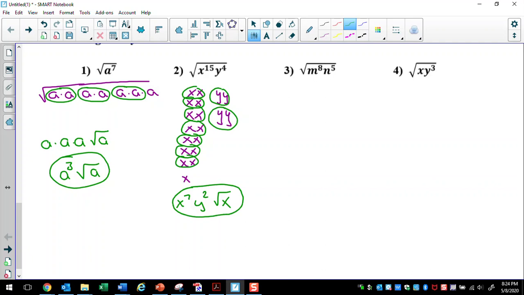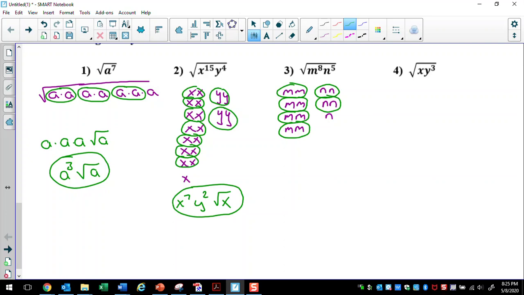So n to the 8th. So I can make 8 n's. So there's 2, 4, 6, 8, and then I need 5 n's. So 2, 4, 5. So now I'm going to find out how many pairs I have. So I have 4 pairs of n's, none left over. And I have 2 pairs of n's with 1 left over.